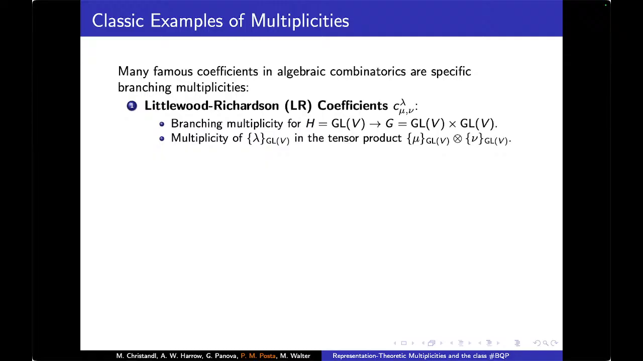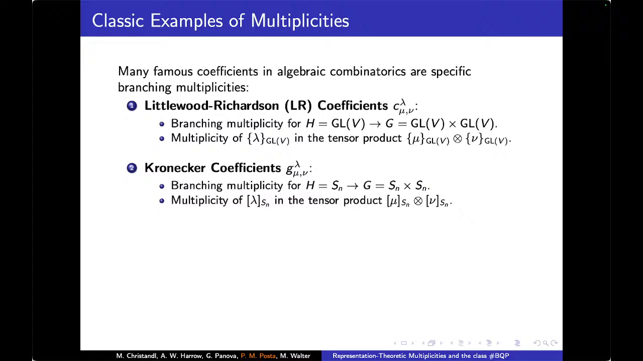I should introduce this notation. I will use these curly brackets for the Weyl modules, the irreducible modules for GL_V. I will also write which GL_V it is, because at some point we will have multiple GL_Vs. So you want to find this one inside the tensor product of that one, and how many times it appears is exactly the Littlewood-Richardson coefficient.